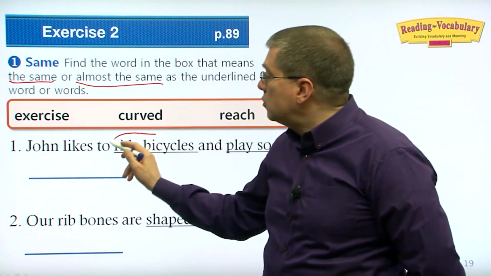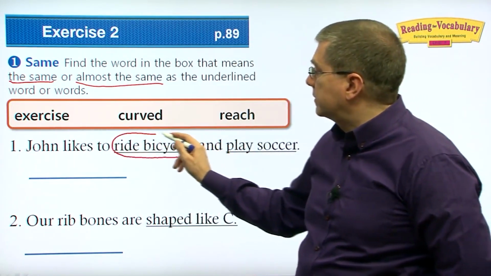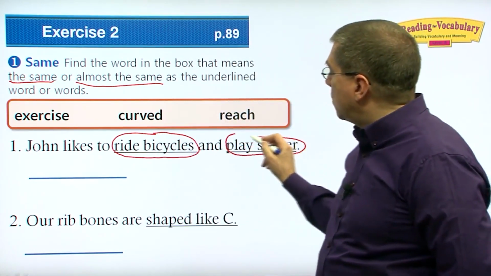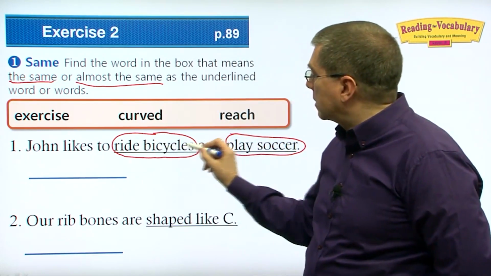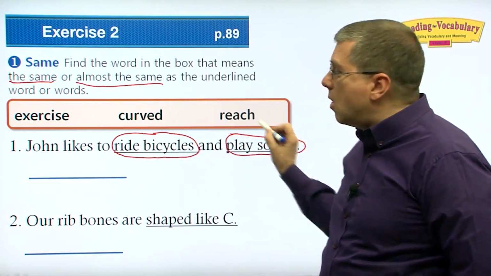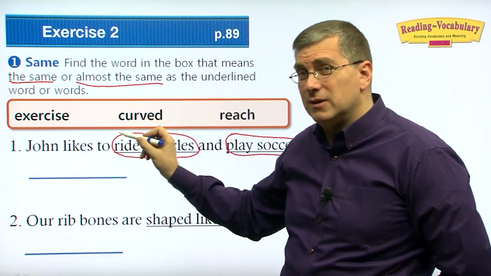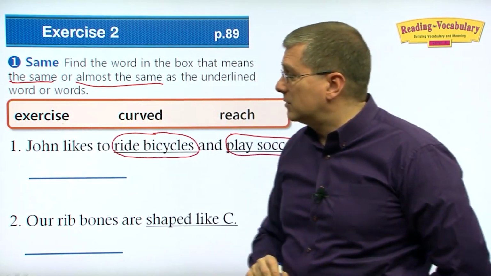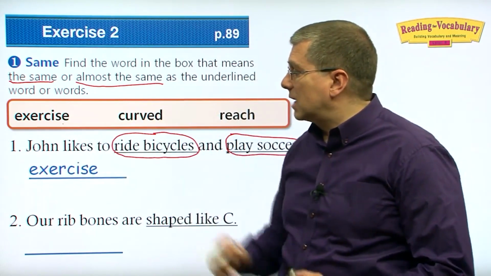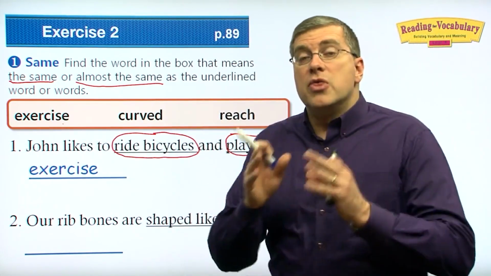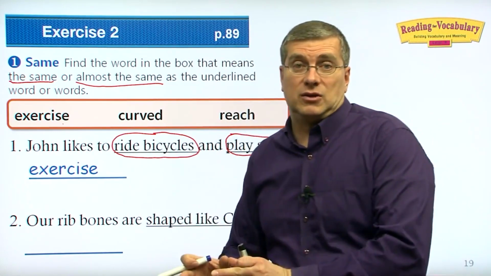So we have two parts of the sentence that are underlined. What is riding bicycles and playing soccer? What are those things? What word is similar to those activities? If you guessed exercise, you are correct. Exercise. John likes to ride bicycles and play soccer. Those are types of exercise.